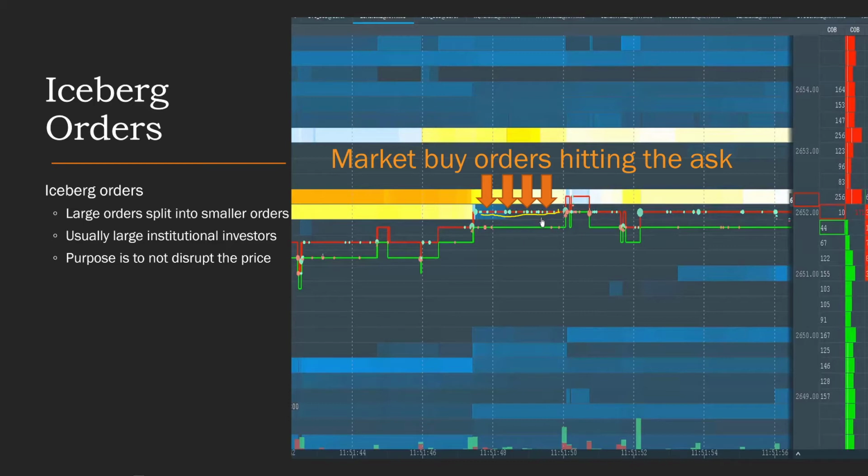All right. Now, you'll also see very few orders are actually hitting the bid. It's the same thing but reverse, right? So market sell orders are red on the green, right? So that's how you use iceberg orders: you break them up, and you don't want to make the stock move a bunch so you can get your order filled.